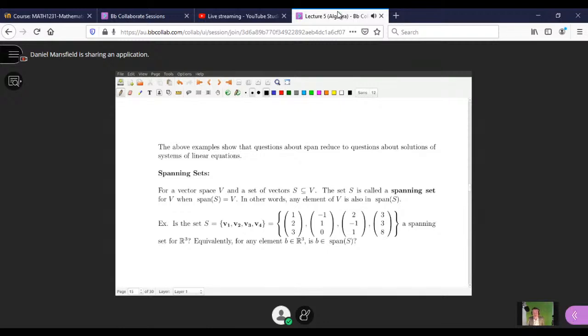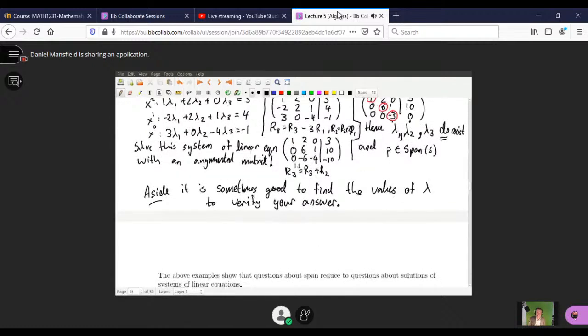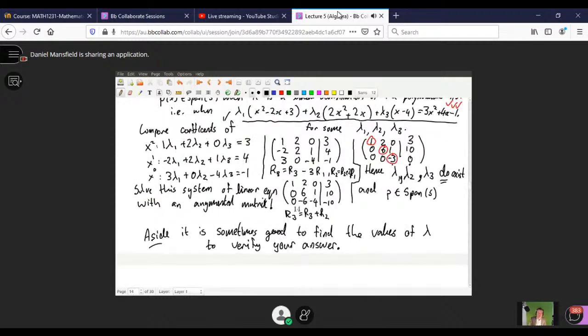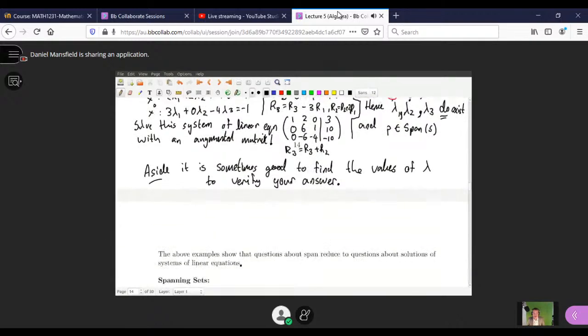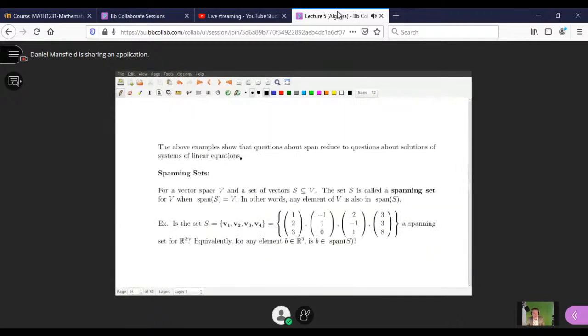Okay, so these examples show questions about spans reduced to questions about solutions of systems of linear equations. Even when the question about spans is about polynomials, you just convert that into a system of linear equations. So sometimes you might need to work a little bit like we did with the polynomials to take this expression into matrix form, but eventually questions about spans always end up being more or less about systems of linear equations.